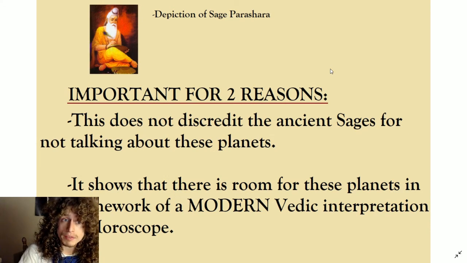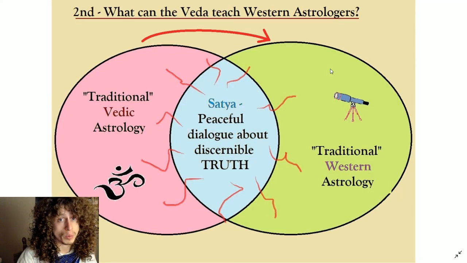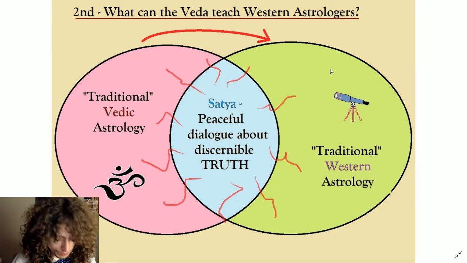It's a good thing, in fact, that the Vedic sages gave us this grounded sense of the other seven planets, which, again, Western astrology doesn't have. And we're going to talk about that right now.